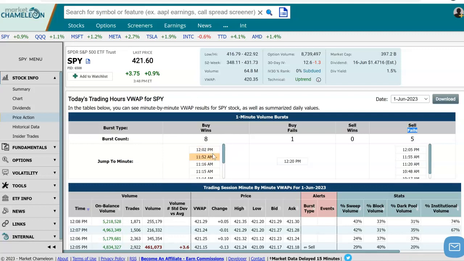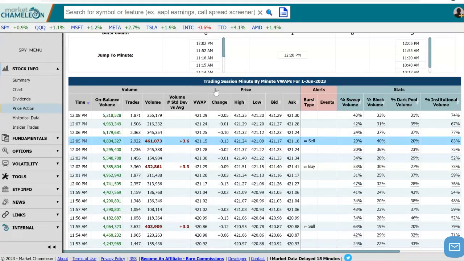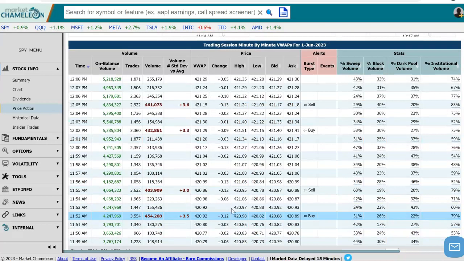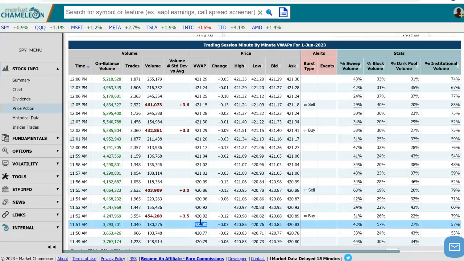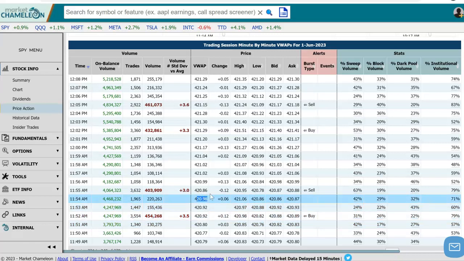And if you click on these, it shows you the different times. If you click on the particular time, let's do that, 11:52, what will happen is this VWAP table will jump down to that time frame, and we could see here this is what happened at 11:52. There's a big volume burst, 454,000 shares, and you could see here that it did increase by 12 cents, so that's a buy burst. Then we could see how the stock traded up from there.